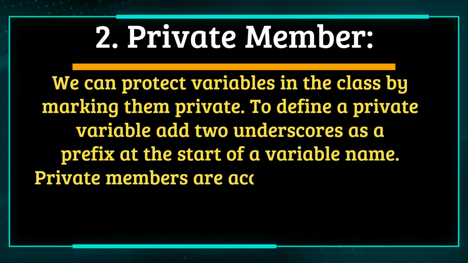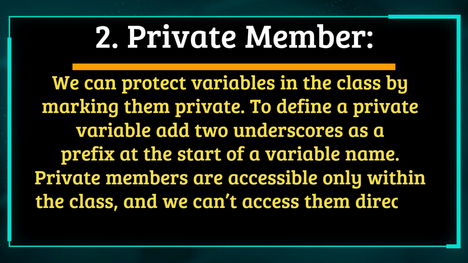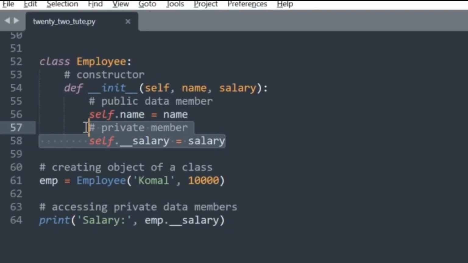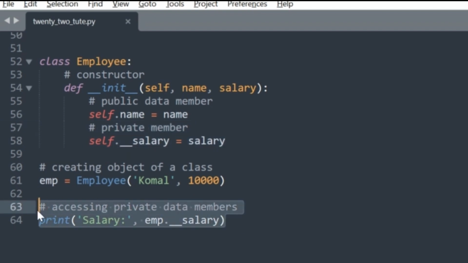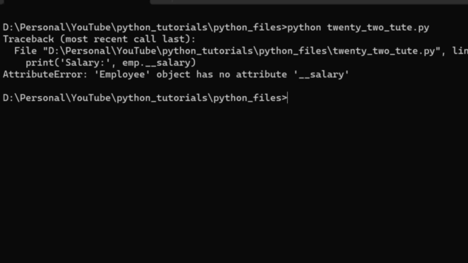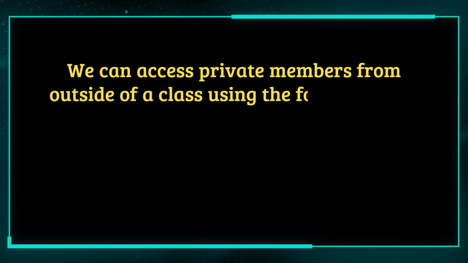Private members are accessible only within the class, and we can't access them directly from the class objects. In this example, the salary is a private variable. As you know, we can't access the private variable from the outside of that class. We can access private members from outside of a class using the following two approaches.